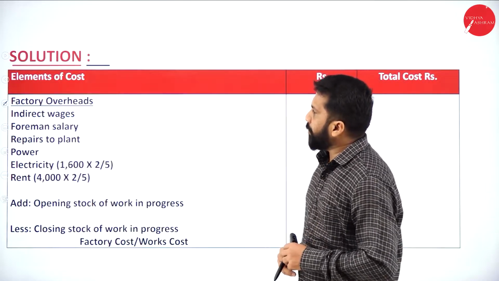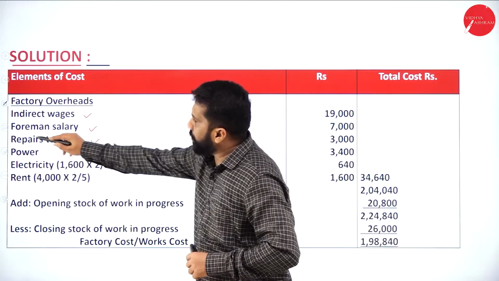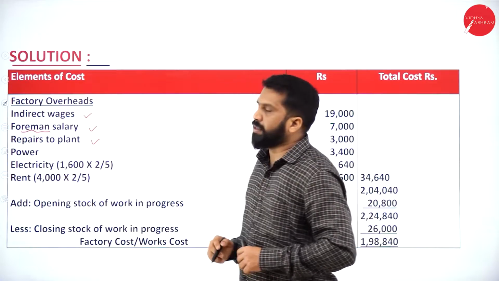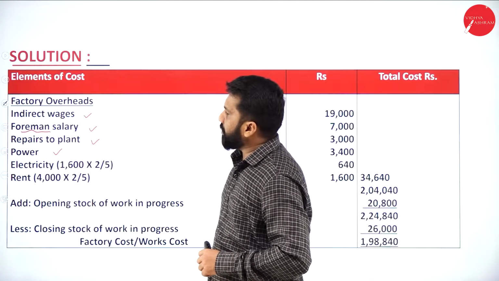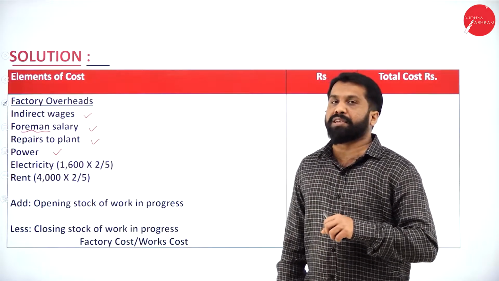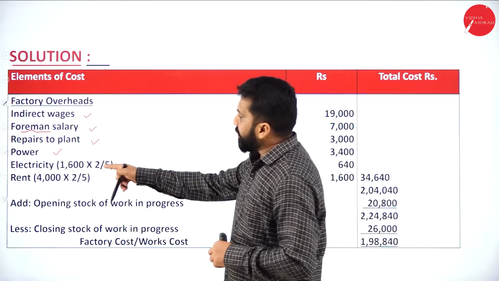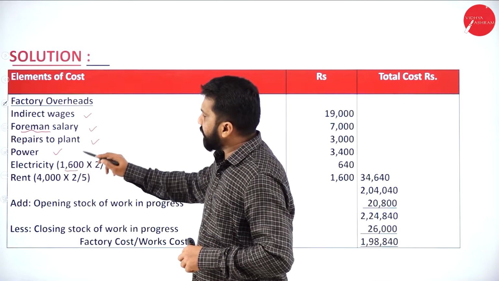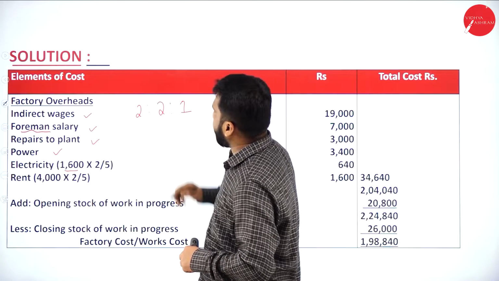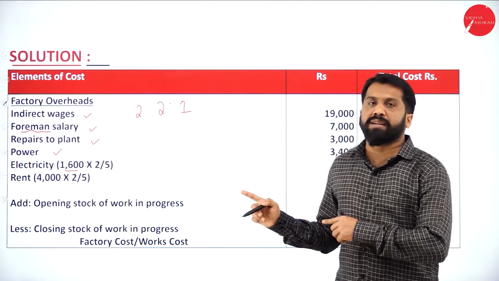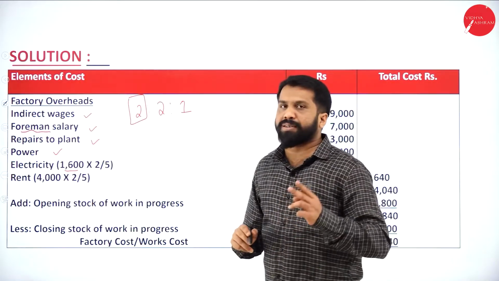Now, under factory overhead, we have indirect wages, foreman salary. As I told you, your foreman salary comes under factory. Then, your repair to plant, power. Power charges, huge consumption it requires to run a machine. So, that's why power comes under factory. Now, electricity, they have divided 1,600 for factory 2, office 2, and for your selling and distribution 1. We are doing which one? Factory. Factory, how much will we consider? We will consider 2.